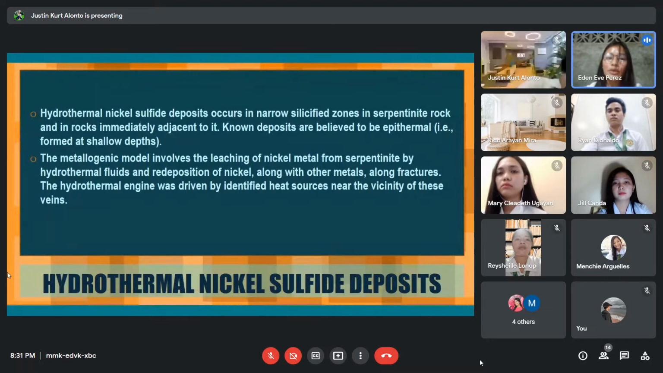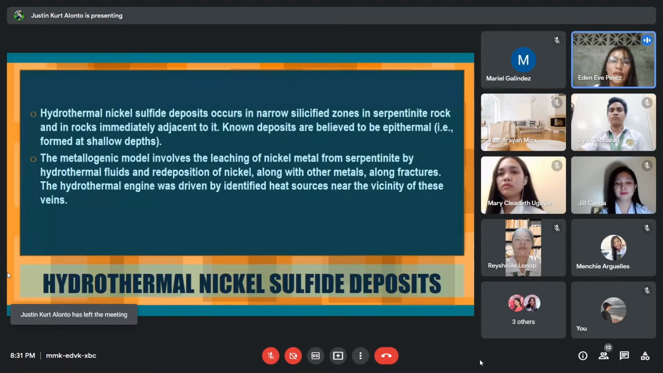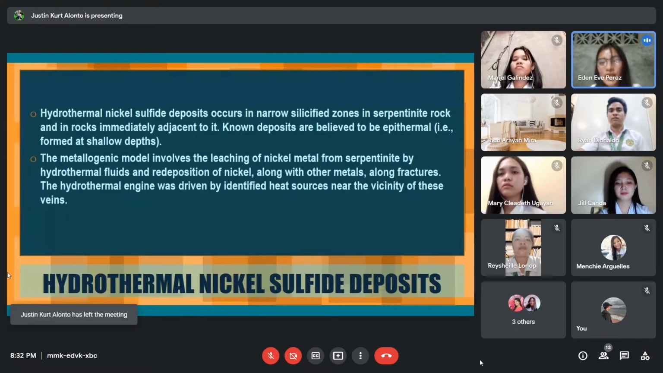Then nickel is found not just in nickel sulfides, but also in iron-rich sulfides. So the copper minerals are also found as either secondary or main ore minerals. Like enargite, tennantite, and tetrahedrite are high sulfidation copper minerals that are found in Pasuquin according to Tupas 1952.